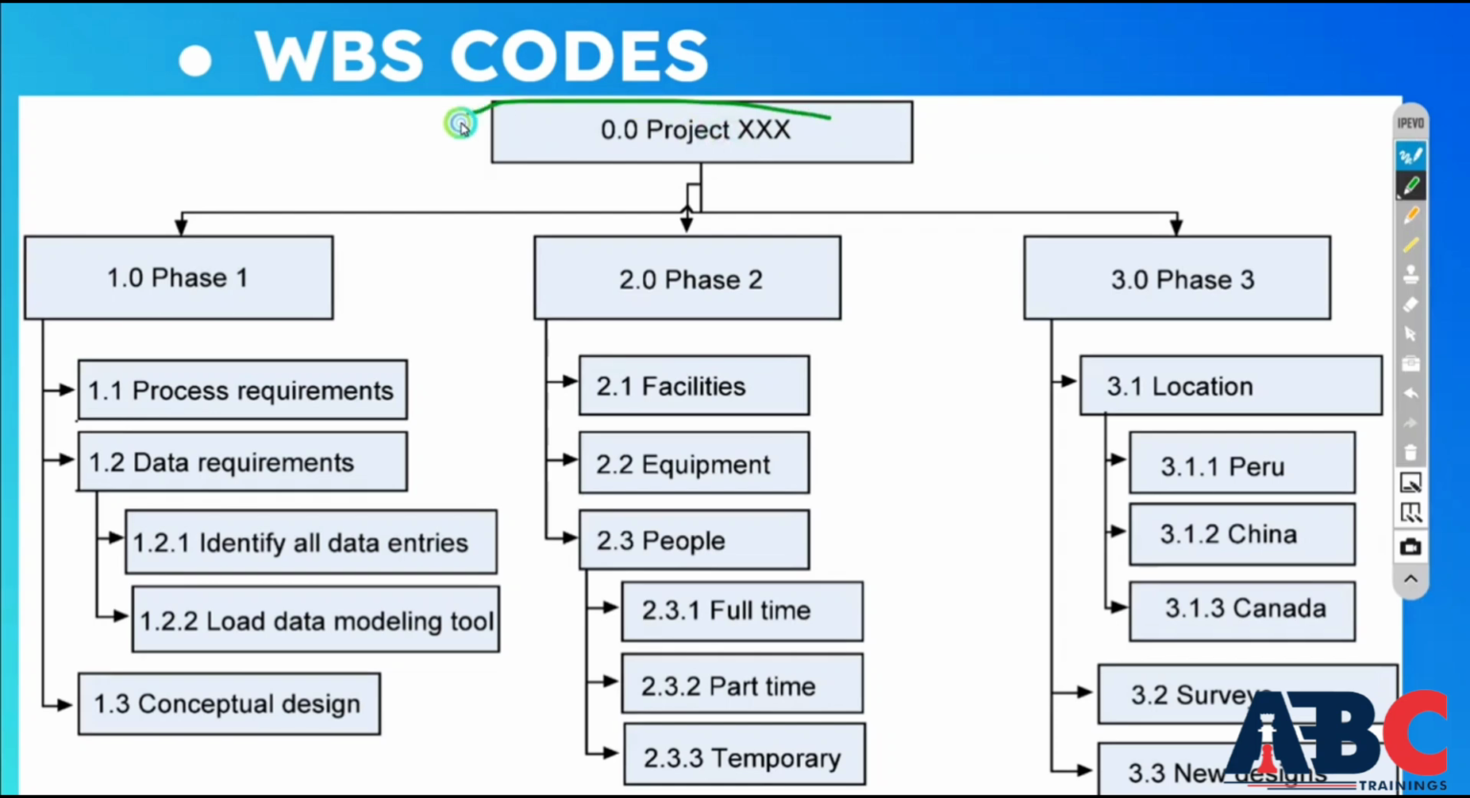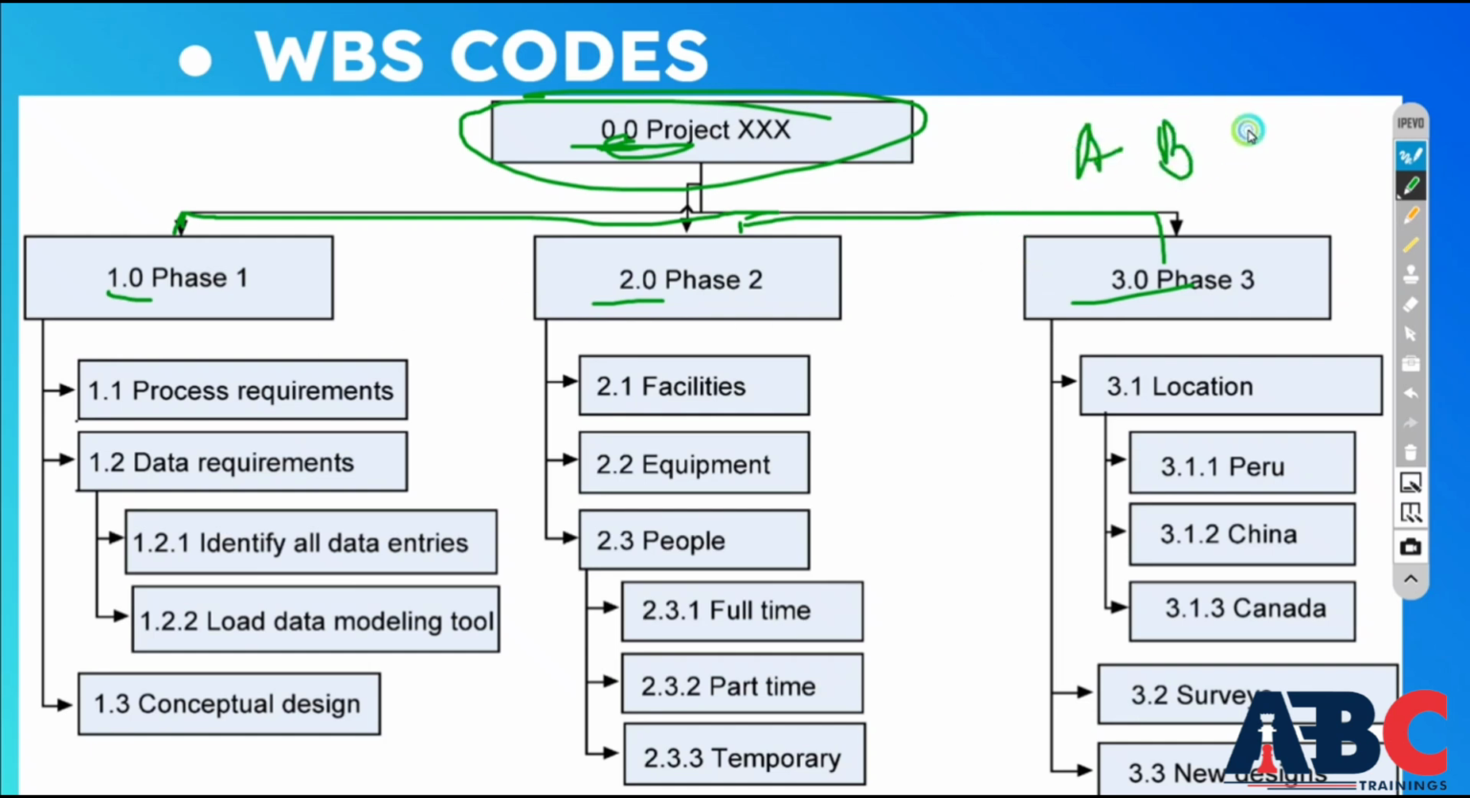As you can see here, your project is here, so you have given it an indicator. In this we will have three phases, phase 1, phase 2 and phase 3. So here, you have divided the project into phase 1, phase 2 and phase 3. So 0.0 for the project, then 1.0, 2.0 and 3.0 for the phases. These are your initial indicators. Here you can give it A, B or C like this also.